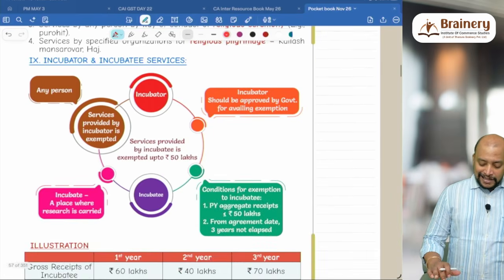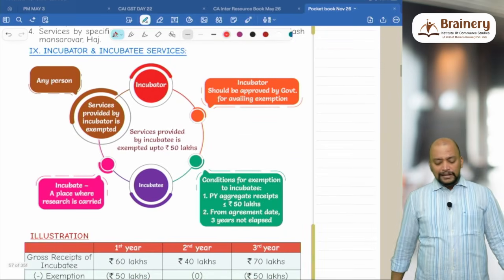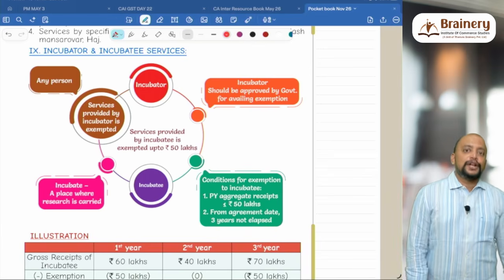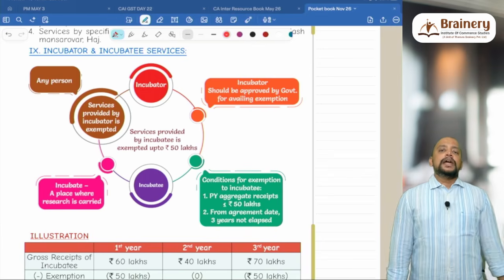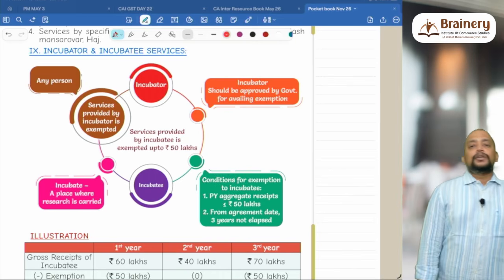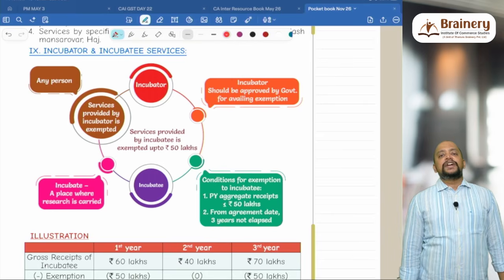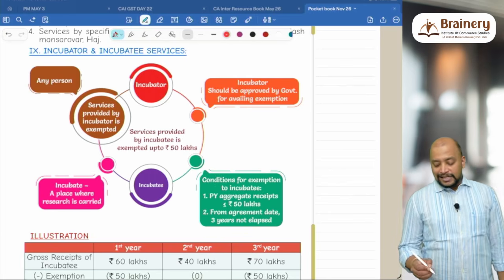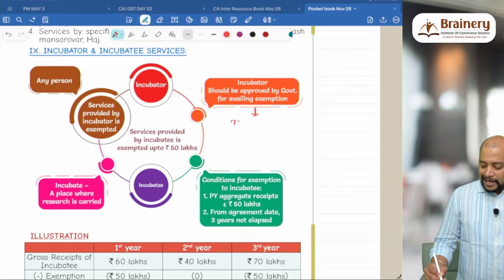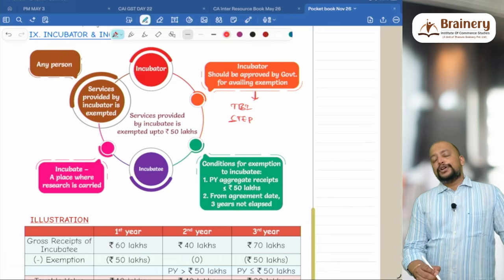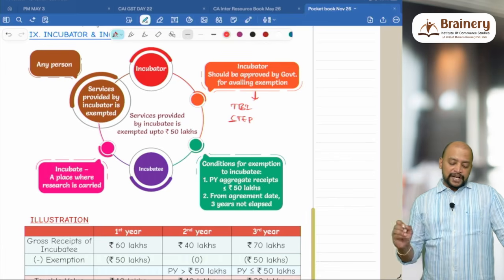Then next we have incubator and incubatee services. That is, there is an incubator. Incubate is a place where the research is carried out. Incubator is the owner of that particular incubate, and incubatee is the person, an entrepreneur or a scientist who is working in the incubate. So incubator, 2 approved incubators are there, and any service provided by them will be exempted. So one is technology business incubator, and another one is science and technology entrepreneurship park, TBI, technology business incubator, and STEP, science and technology entrepreneurship park. So these 2 are the approved incubators by Government of India. Any service provided by them will be exempted.